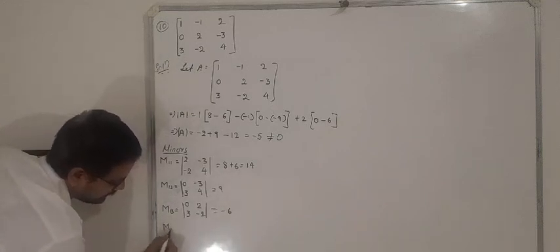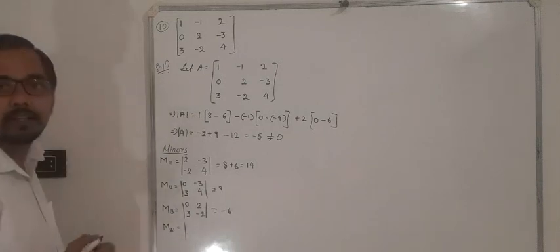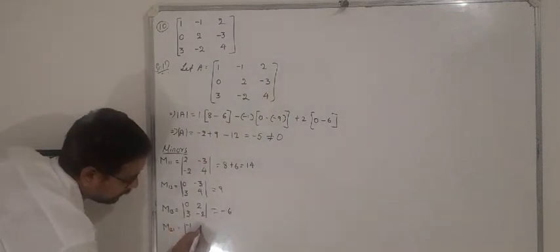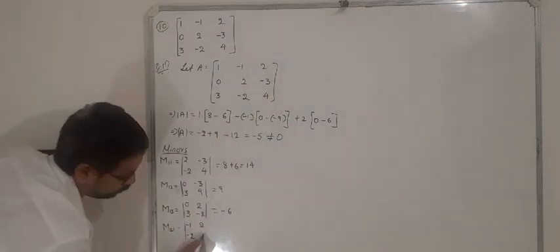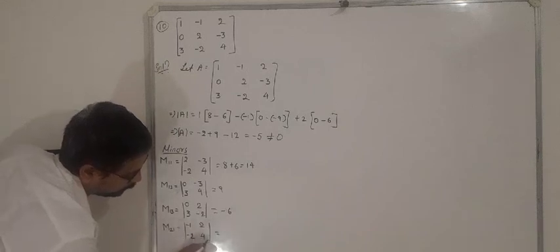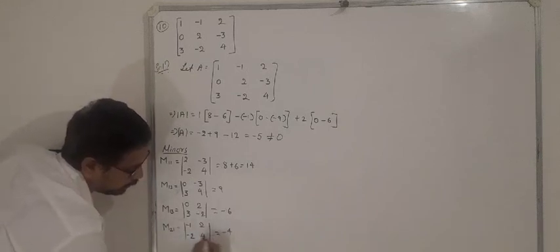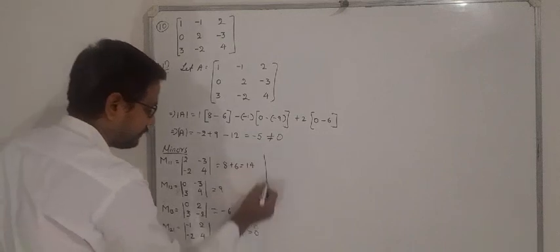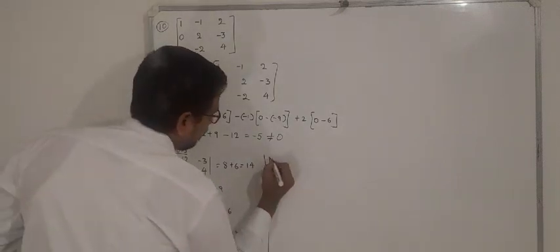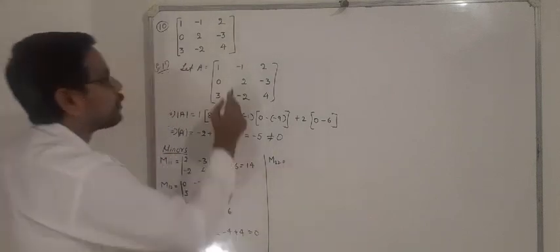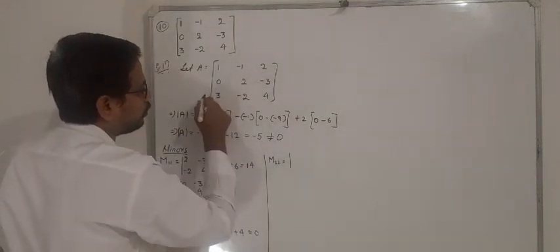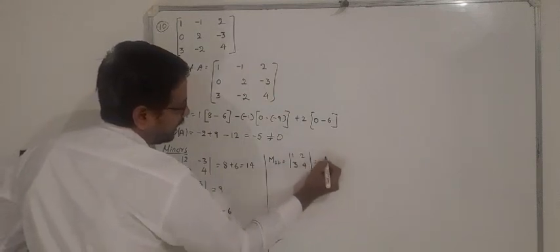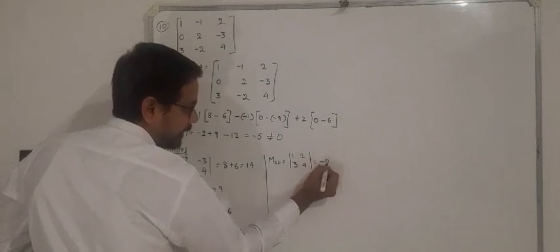Next, M21, right? So what is M21? Minor of A21. So minus 1, 2, minus 2, 4. So this is minus 1 into 4 is minus 4 plus 4, that is 0, right? This was M21. M22, so minor of A22, that is 1, 2, 3, 4. So this is 4 minus 6. 4 minus 6 is minus 2.